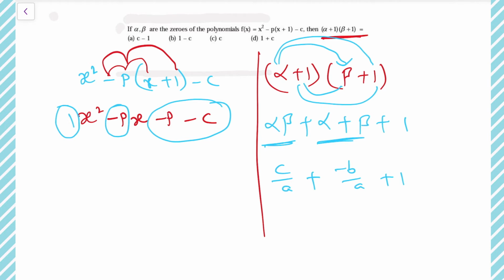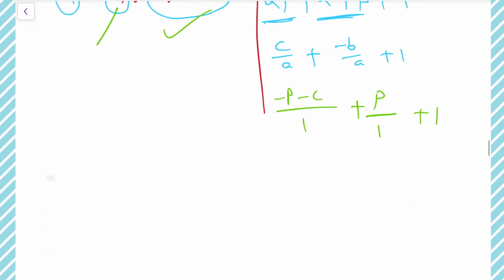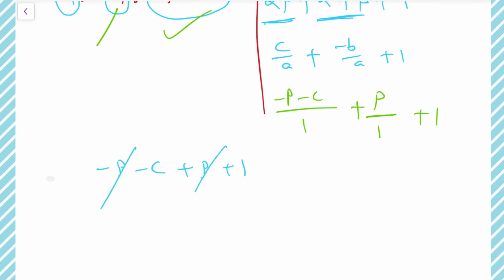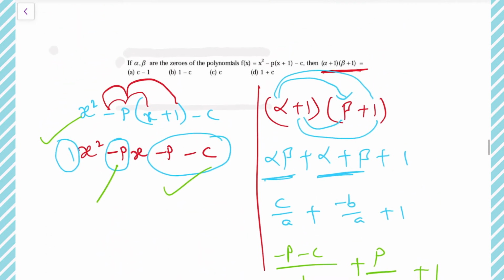Here c means constant. In this case the constant is minus p minus c, divided by a, the x square coefficient, that is 1. Minus b by a: here b is minus p, already minus is there, so it will become plus p by a, the x square coefficient, plus 1 as usual. Here the first term is minus p minus c by 1, that is minus p minus c plus p plus 1. Minus p plus p cancel, then our answer will be minus c plus 1. Option B is the correct option.